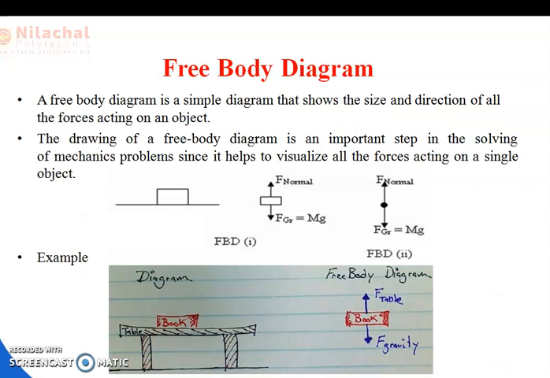So now come to the last part, which is your free body diagram. So what do we mean by free body diagram? As per its definition, a free body diagram is a simple diagram that shows the size and direction of all the forces acting on an object. The drawing of a free body diagram is an important step in solving a mechanics problem, since it helps to visualize all the forces acting on a single object.